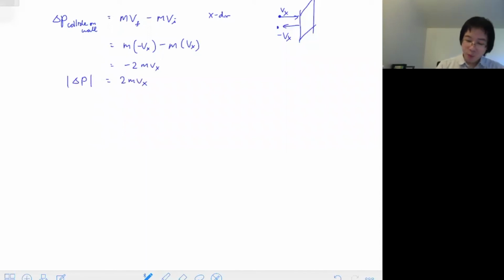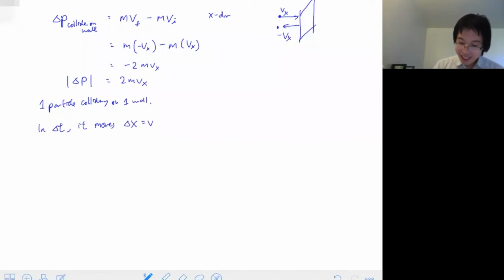Okay? But this is one particle colliding on one wall. So how many collisions does this one particle make? It doesn't only collide on the wall once, it makes a lot of collisions, right? So within delta t, within a certain time, the question is how many collisions it makes. Well, first of all, in delta t, it moves by Vx delta t distance, because velocity is delta x over delta t.